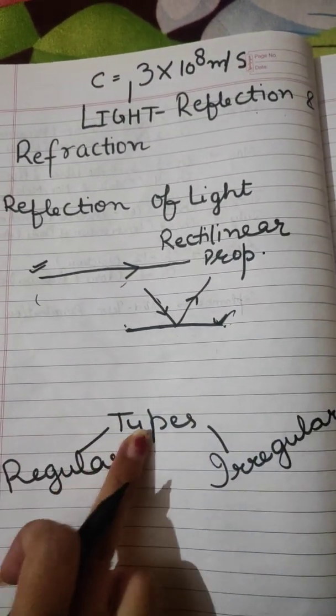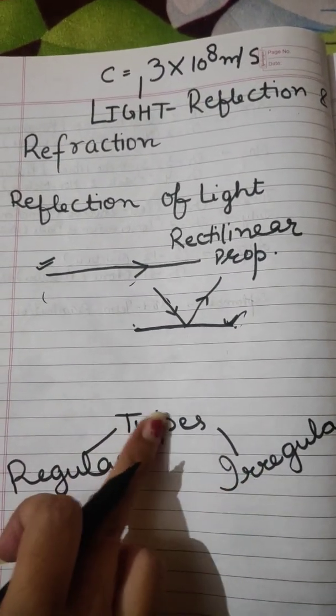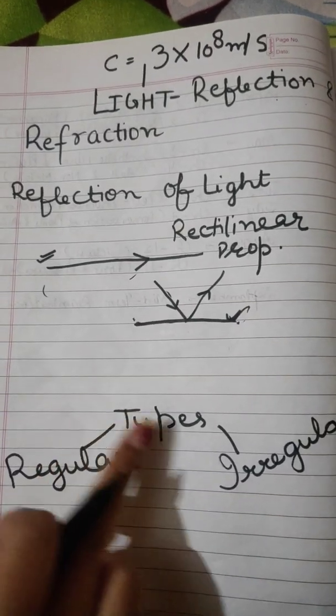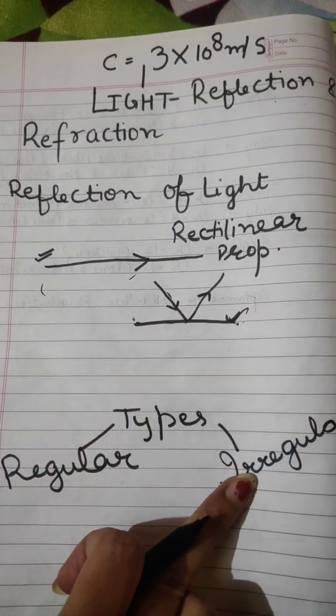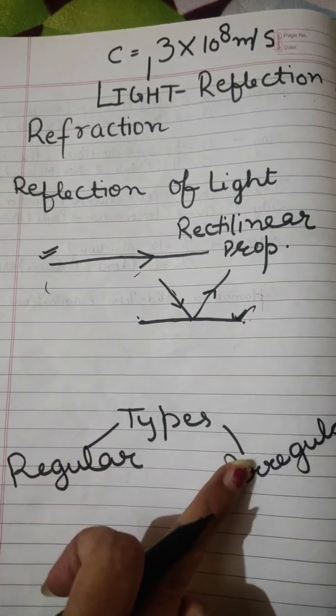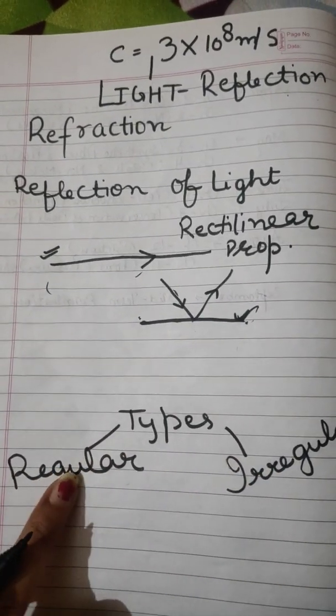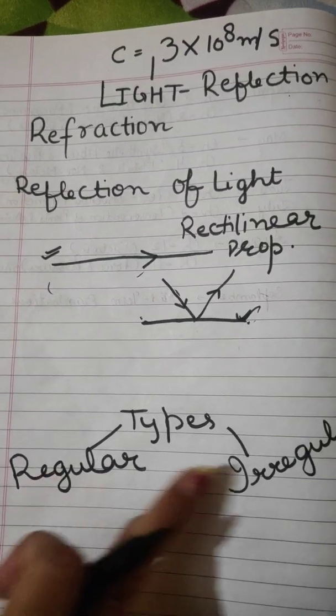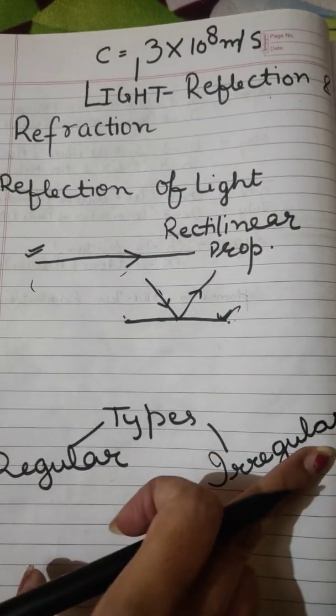Let's talk about the types of reflection. We have regular reflection as well as irregular reflection. So what are the two different types of reflection? Regular and irregular reflection. Regular reflection is also known as specular reflection, while irregular reflection is known as diffused reflection.